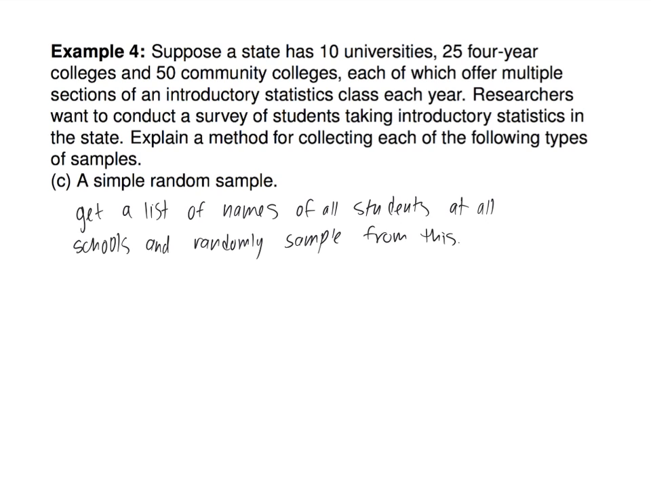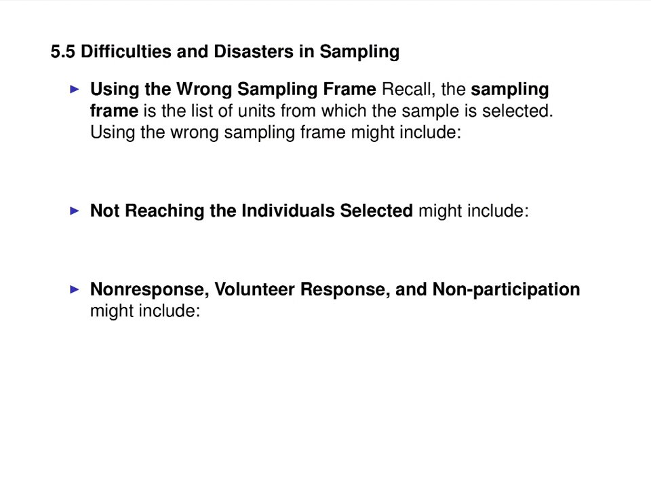So those are different types of samples, and what you'll have to do in your test probably is just classify what kind of sample was this thing that I chose. Does that idea make sense? Okay. All right, so now we get to talk about difficulties and disasters in sampling. This is super fun because all sorts of stuff went wrong. Thing number 1 that can go wrong: you can use something called the wrong sampling frame. The sampling frame is the list of units from which the sample is selected. Using the wrong sampling frame might include, as I said a little bit ago, asking college students who they will vote for.